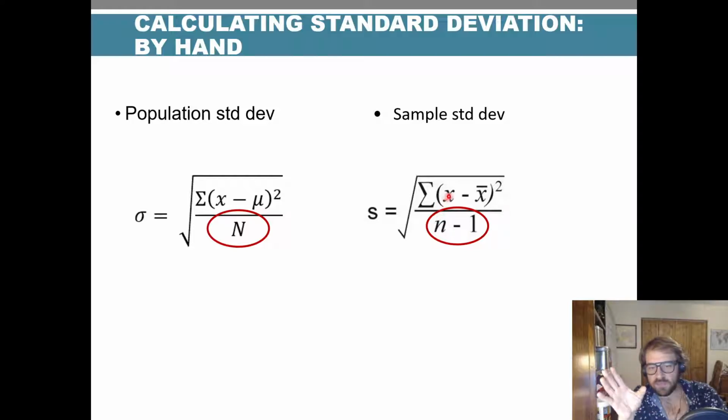So we're doing the same thing. We're taking each item and we're subtracting it from the mean. We're squaring those and we're summing all those squares, the sum of squares. We're dividing that by n minus 1 if it's a sample, and then we're taking the square root of that. Almost the same, but instead of n, it's n minus 1.